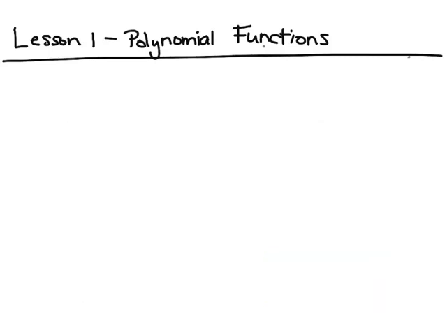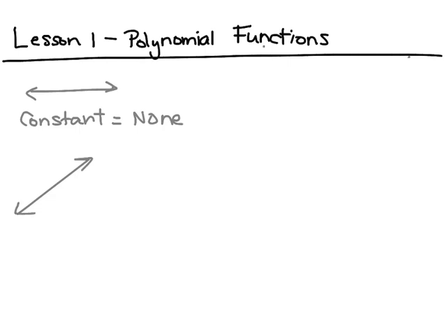Now we are going to talk about turning points. A turning point is when a graph changes direction. So for constant functions, there's none. It doesn't change at all. It's always going the same direction. And same with a line. It doesn't change at all. So there's no turning points for a constant or a line.